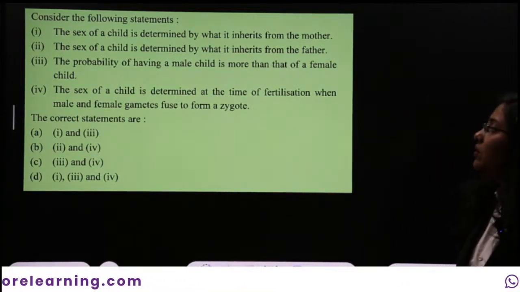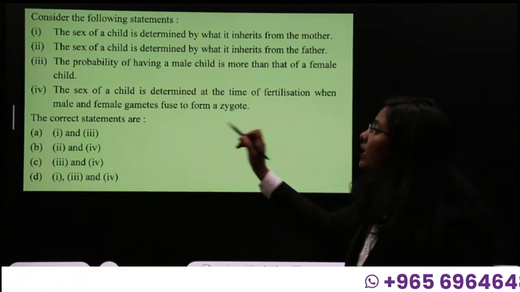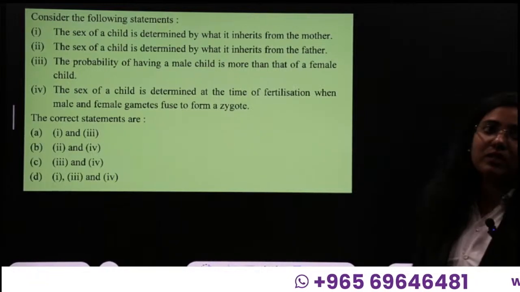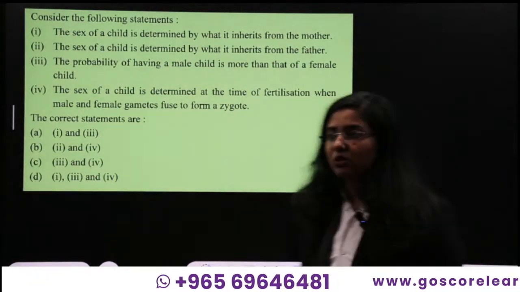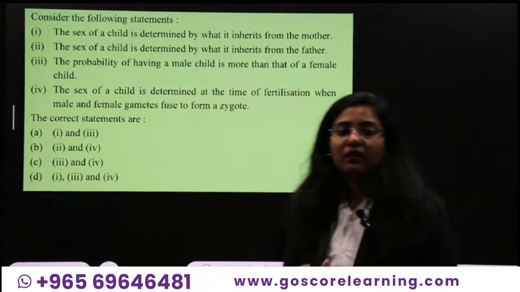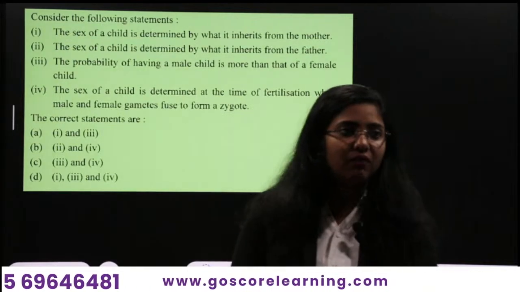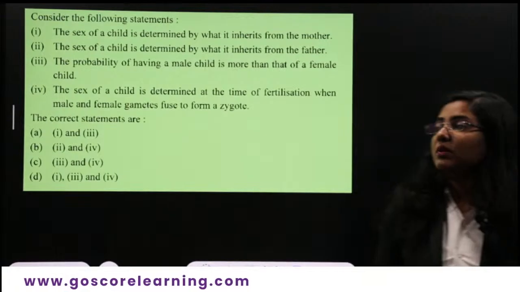Then the fourth statement: the sex of a child is determined at the time of fertilization when the male and female gamete fuse to form a zygote. So this part is actually about, we can see, the third chapter, that is reproduction in different organisms. Reproduction in different organisms is the chapter.